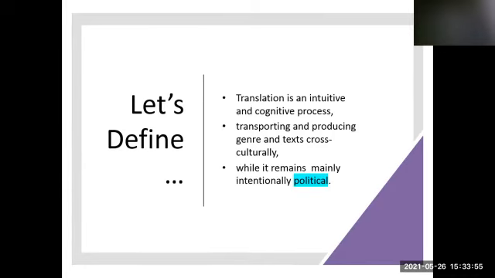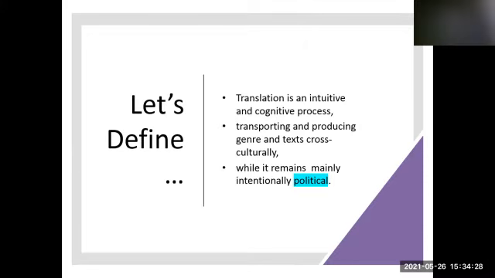All in all, throughout the process of translation, whatever you are translating, the process remains mainly and intentionally political. Now, what do we mean by political here? I don't mean the politics of real life. Political here means there must be an aim.